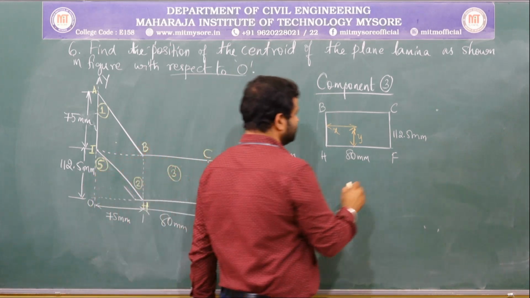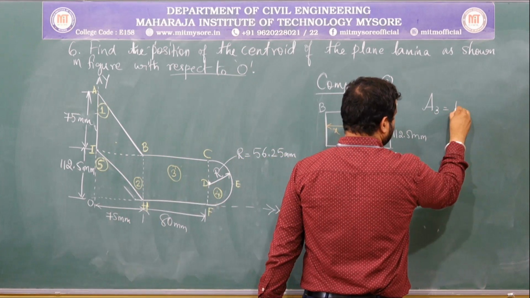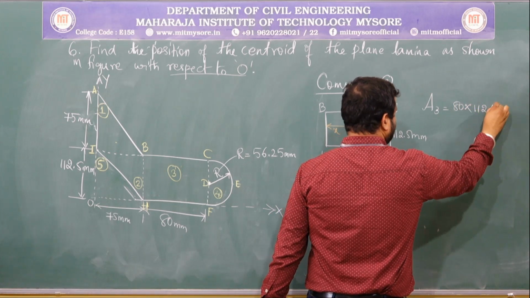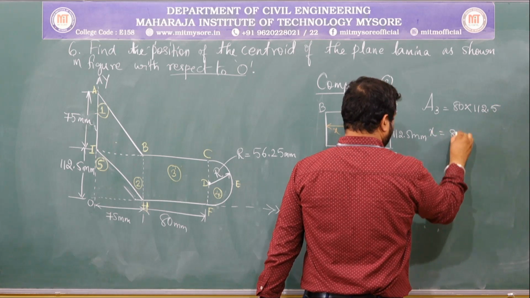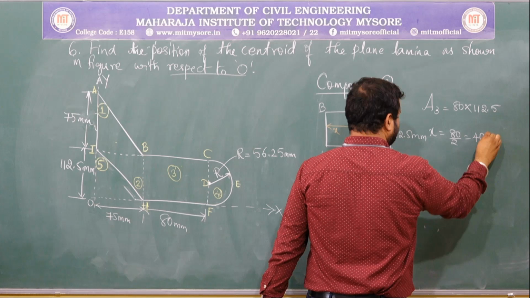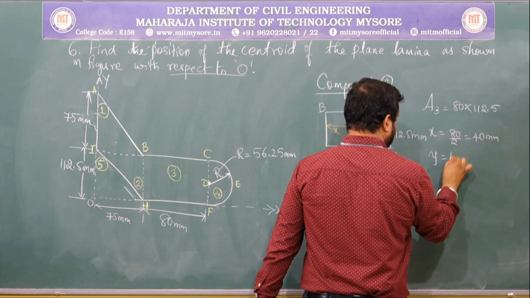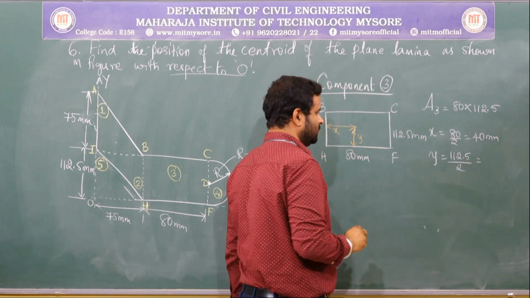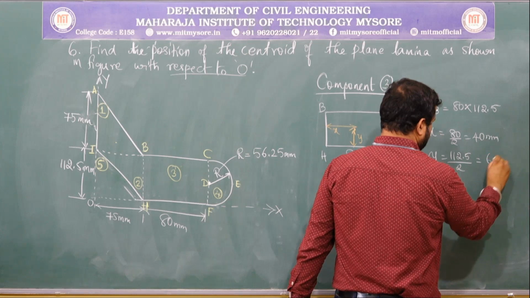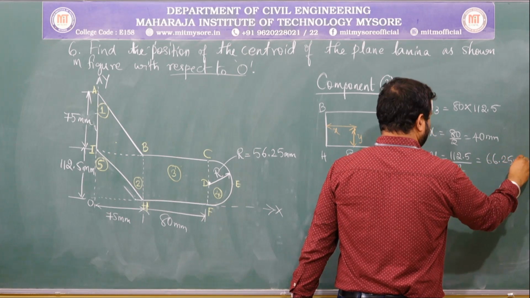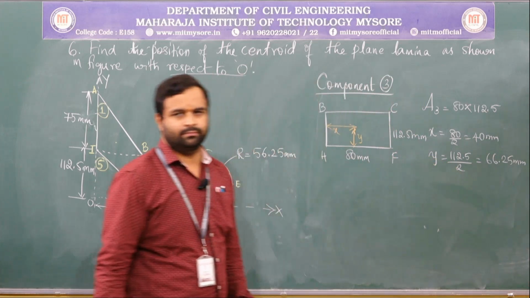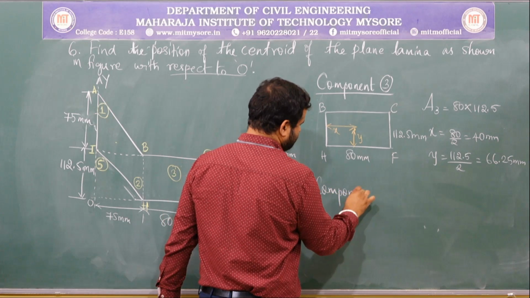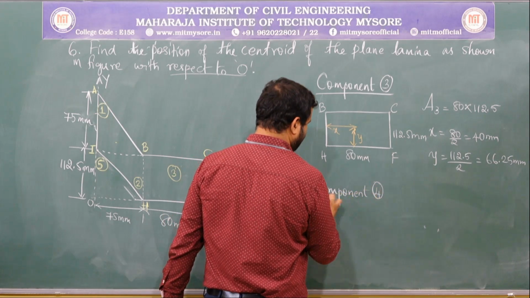Now, we shall calculate its area. A3 is equal to 80 by 112.5 and x is equal to 80 by 2, which is equal to 40 mm, and y is equal to 112.5 by 2, which is equal to 66.25 mm. Okay. Similarly, component 3 is over now. Next we shall calculate component 4.